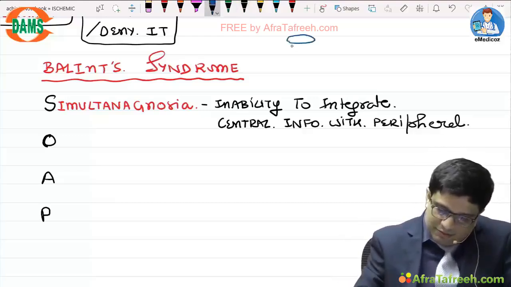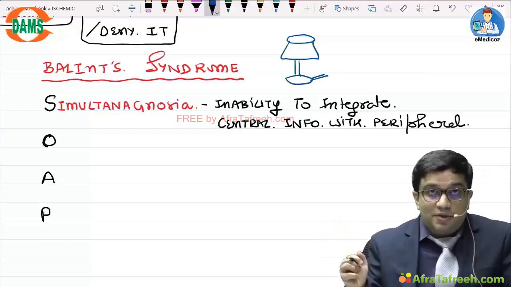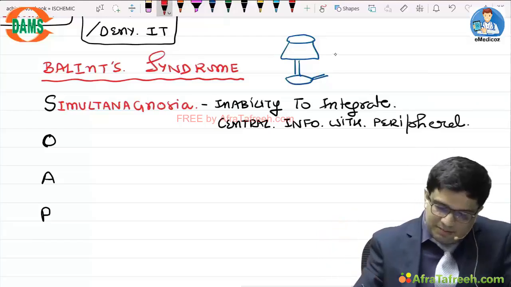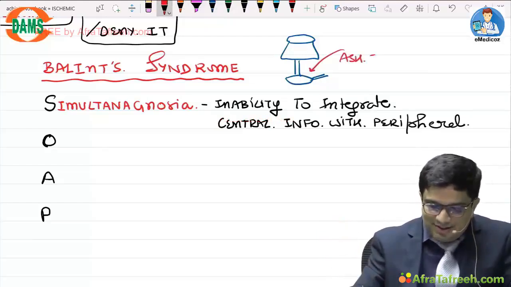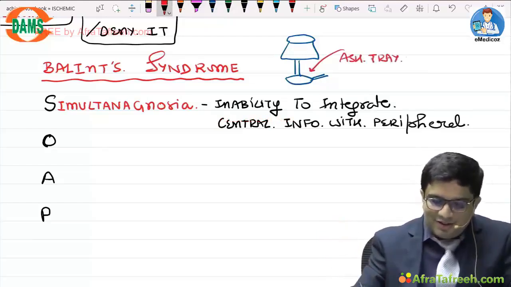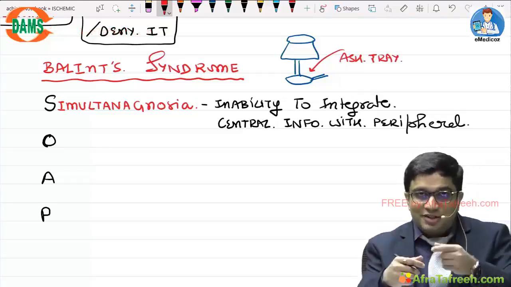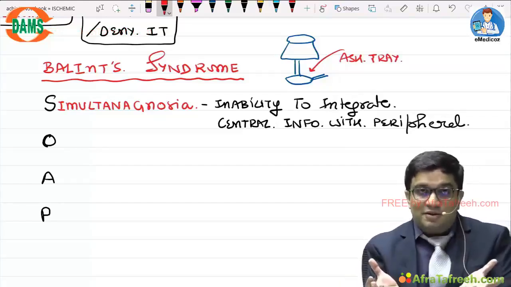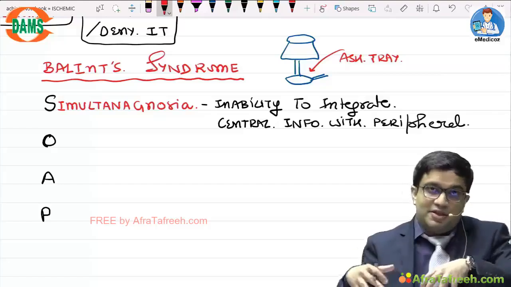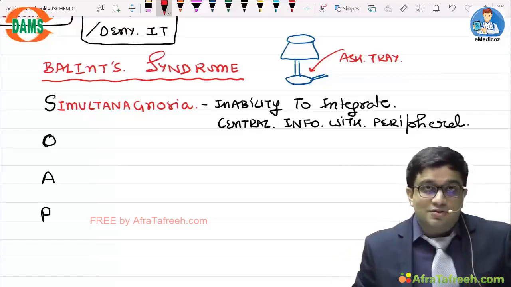While seeing something, the perfect example in Harrison is this. If I look from a distance, this particular thing is a table lamp, right? But my patient will just see the base part of it and answer me it's an ashtray. So he cannot integrate everything. There's a chandelier-like part, something to hold it, and then there is a base part. He just looks at the base part and the rest of the things he cannot integrate together. So this is known as simultagnosia.